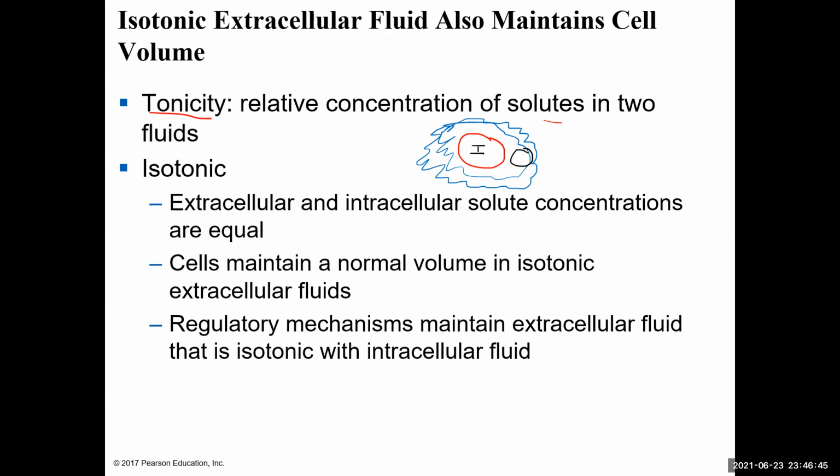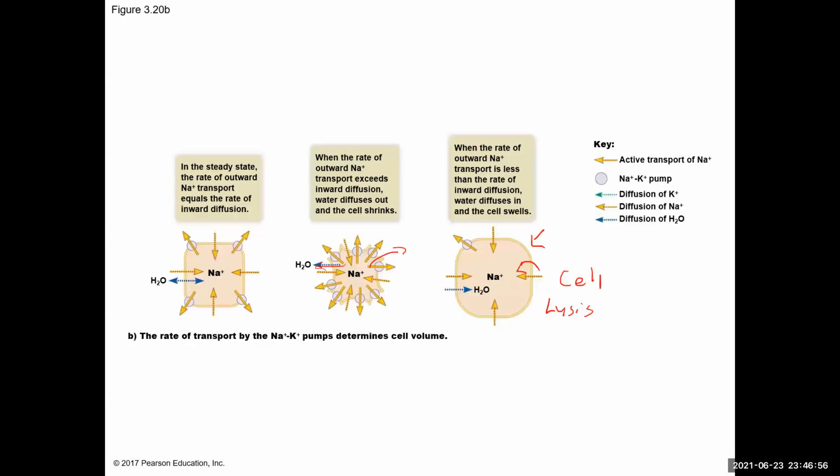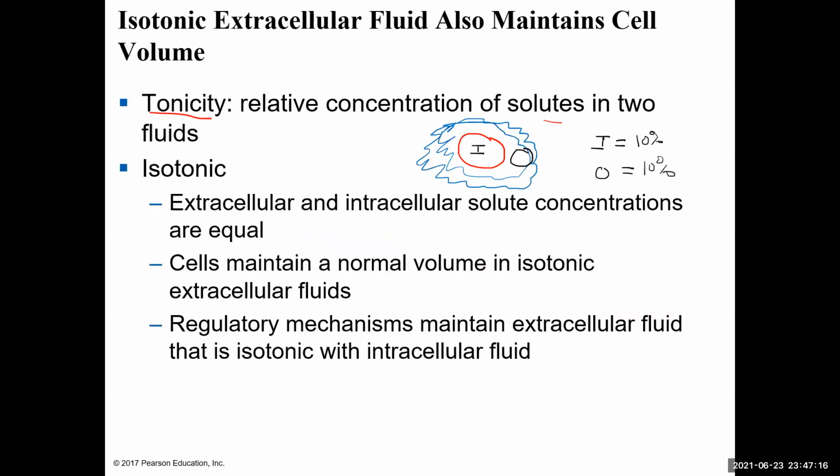If the solute concentrations are equal, so if the fluid on the inside, let's say, is 10% salt, and the fluid on the outside is 10% salt, they're equal, so you get this scenario here where there is an equal rate of inward and outward movement of water in and out of the cell. This equal concentration of the solutes in both of the fluids is referred to as isotonic.